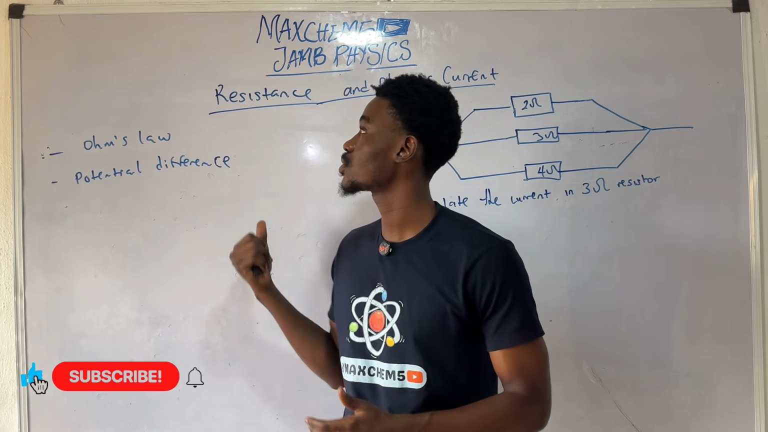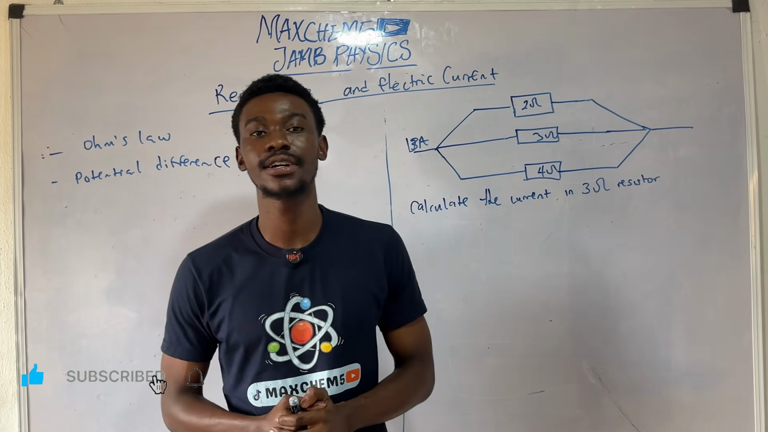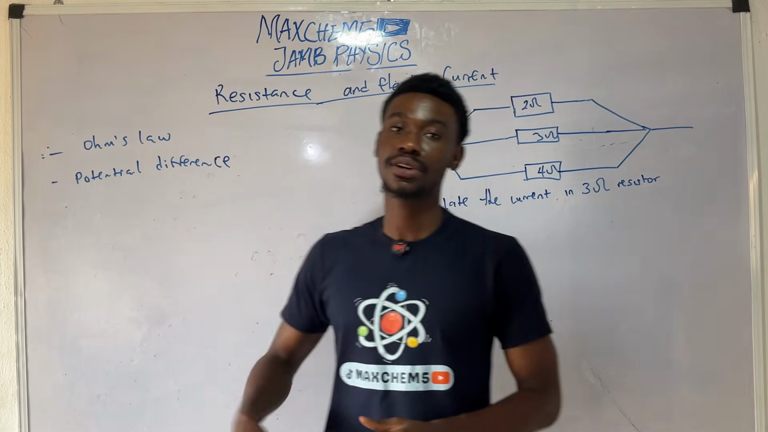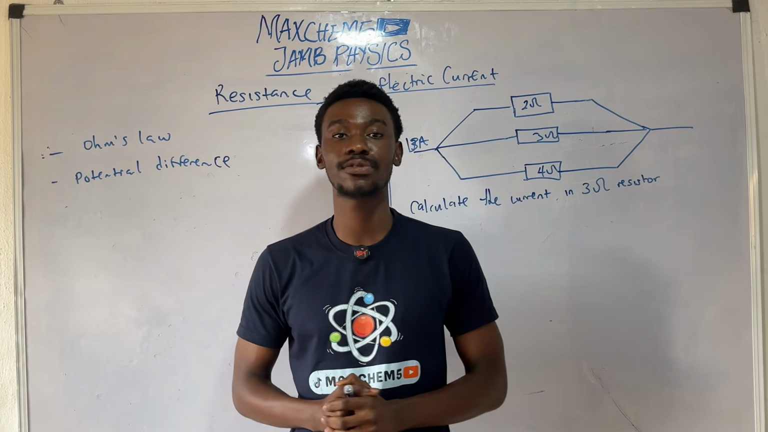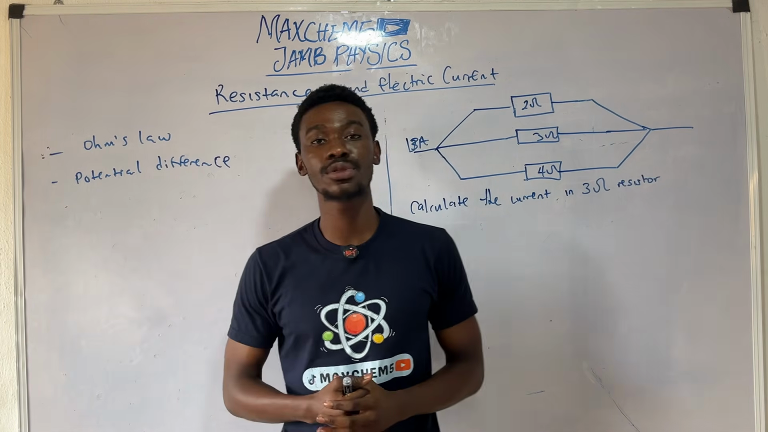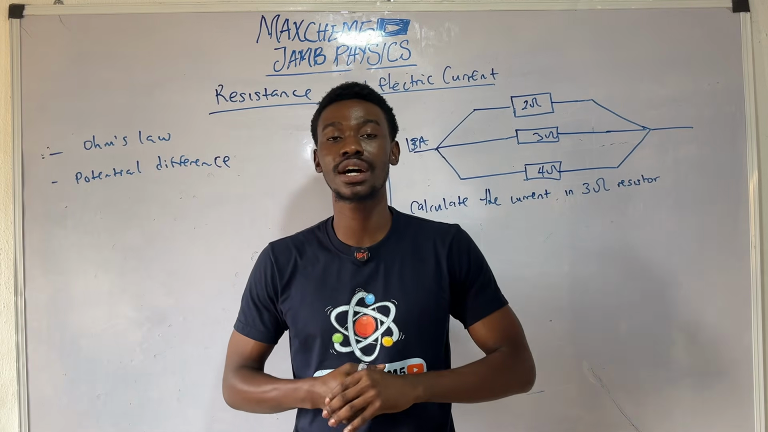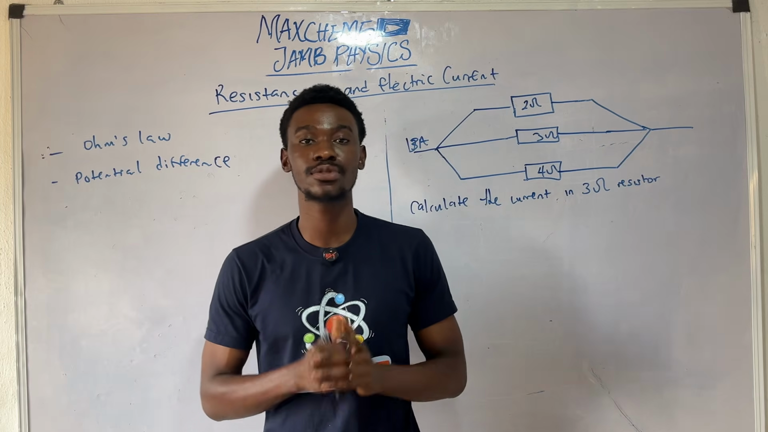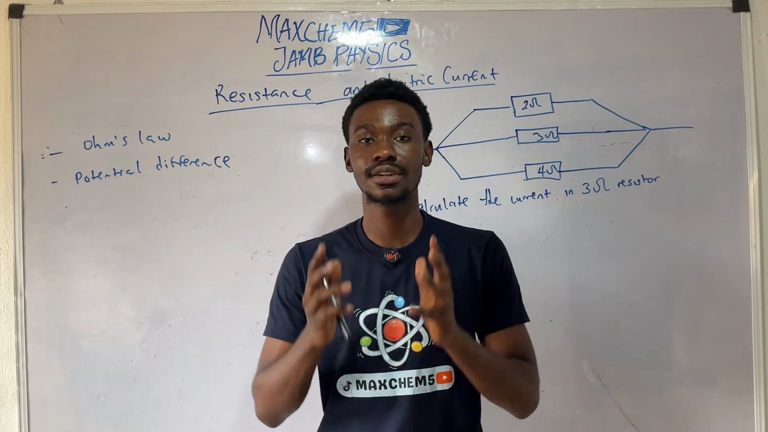So today I would like to discuss resistance and electric current. First of all, let's talk about Ohm's law, because Ohm's law is what governs the current flowing through a conductor. So Ohm's law states that the current flowing through a conductor is directly proportional to its potential difference, provided that all other physical quantities are kept constant.